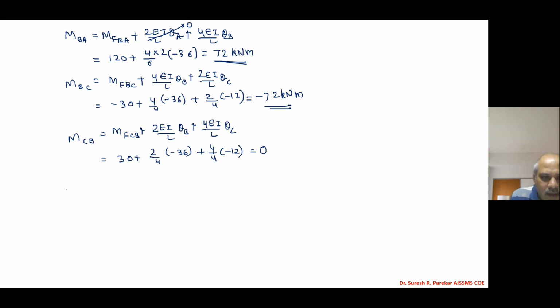So we have these values: MAB is minus 144 kilonewton meter, MBA is 72 kilonewton meter, MBC is minus 72 kilonewton meter, and MCB is 0. It should be 0 because it is an end support, a simple support.